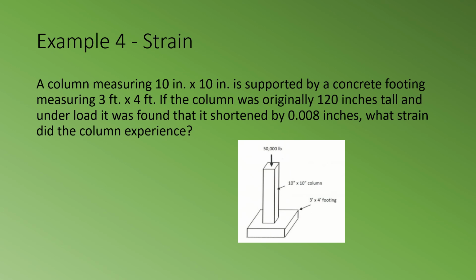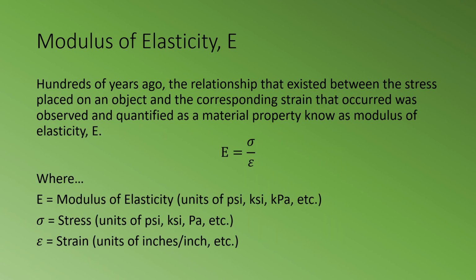In example 4, a column measuring 10 inches by 10 inches is supported by a concrete footing measuring 3 foot by 4 foot. If the column was originally 120 inches tall and under load it was found to be shortened by 0.008 inches, what strain did the column experience? Using the strain formula, epsilon equals delta divided by the original length, we put in the deformation of 0.008 inches divided by the original length of 120 inches, and we find the strain was 0.000067 inches per inch.